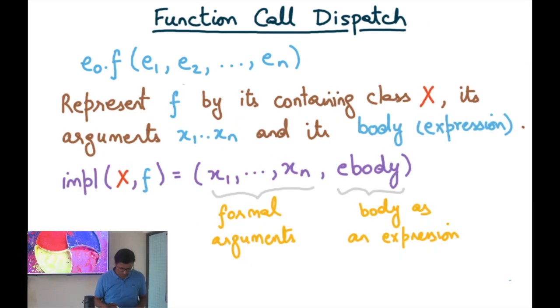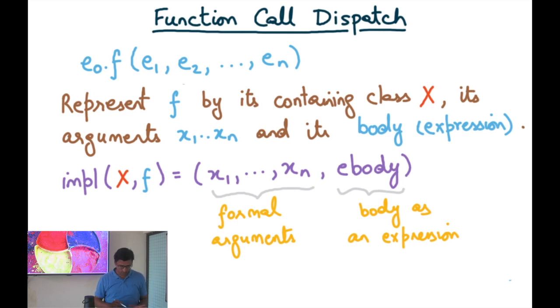Okay. So before we can start, let's represent f by its containing class x, its arguments x1 dot dot xn. So when I say determine f, it is not just a name but a definition. And what all does a definition entail? It entails the class in which it has been defined, so let's say x. It entails all the formal arguments x1 dot dot xn, which are the names of the arguments given at the declaration of the function. And then it has the body of the function, which is e body. All right.